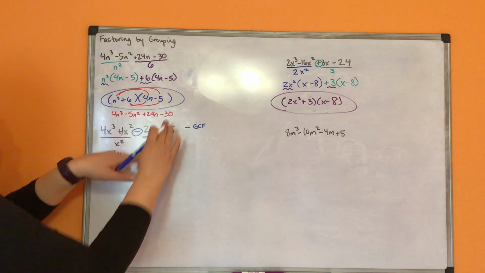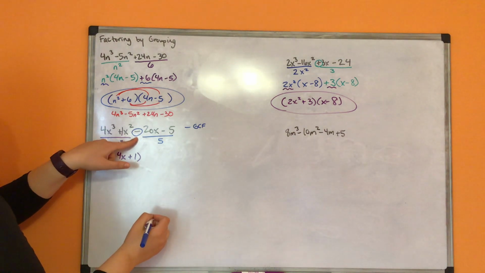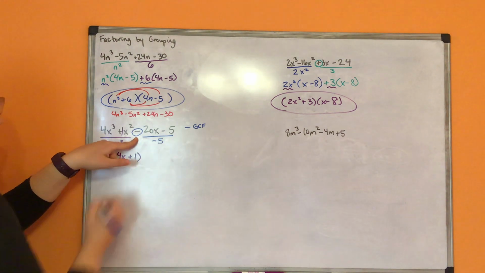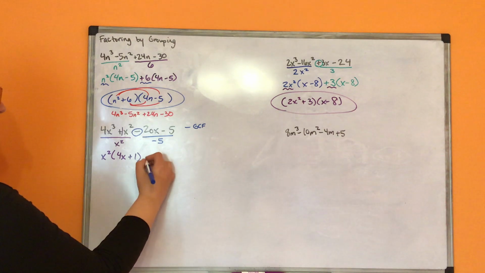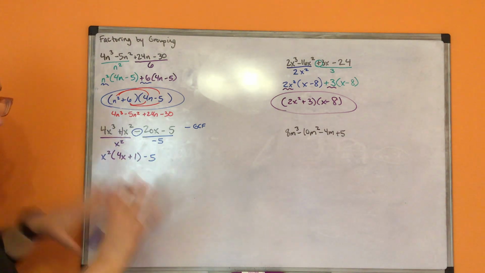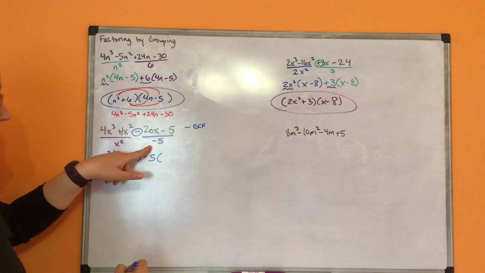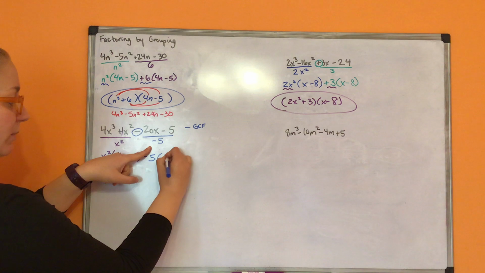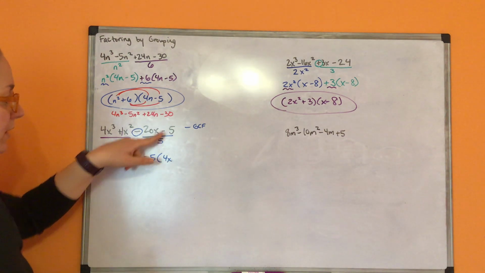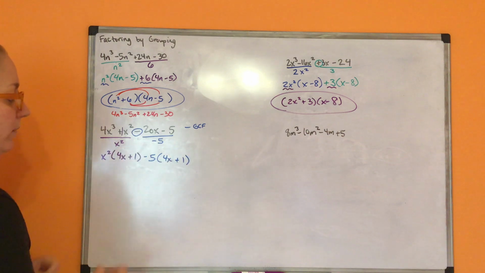So the biggest number I can divide both 20 and 5 by is 5. But since I have a negative in front of the second half here, I need to get a negative 5. So now I divide both of these things by negative 5. Be really careful with your signs. Negative 20x divided by negative 5 is positive 4x. Negative 5 divided by negative 5 is positive 1.